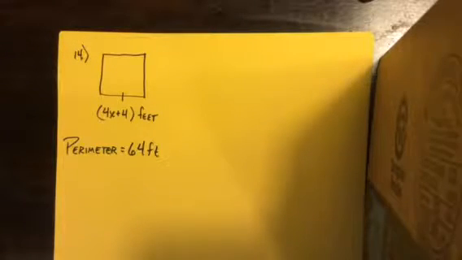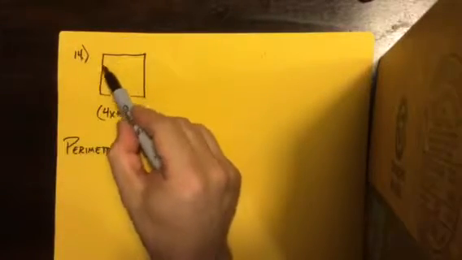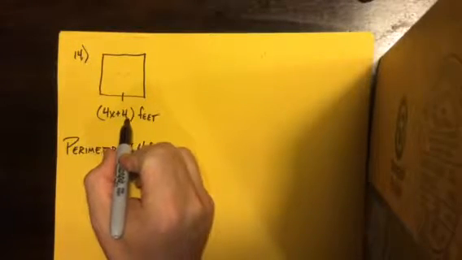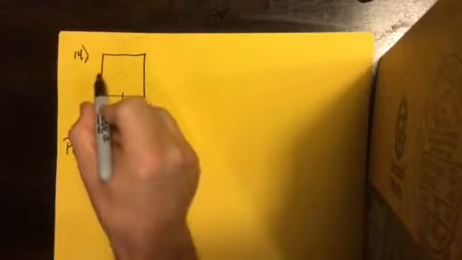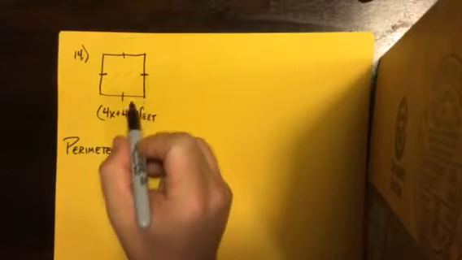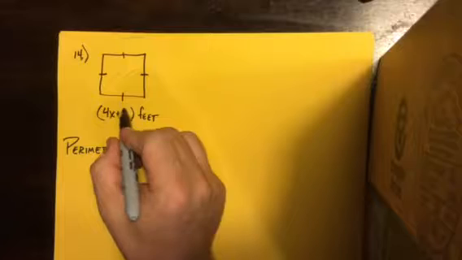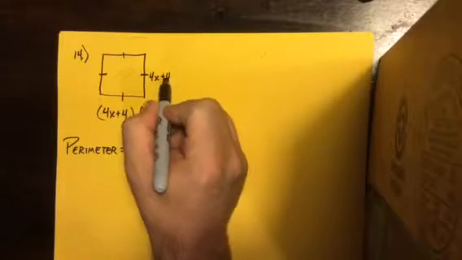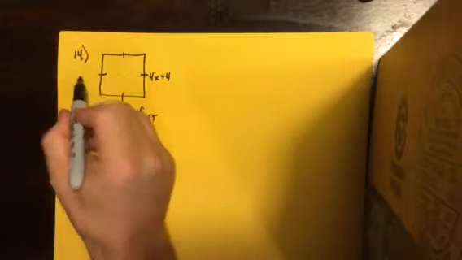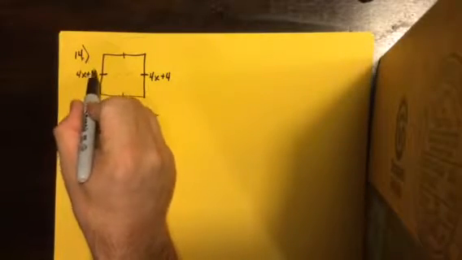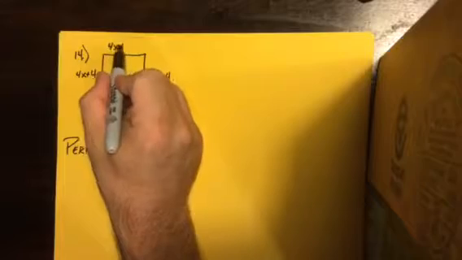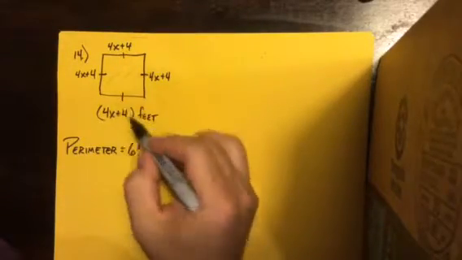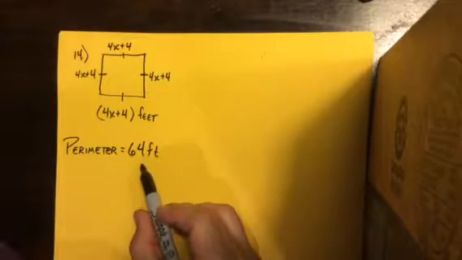Okay, so let's say that the dude is building this sort of square floor plan. First side is 4x plus 4. Well, since it's a square, all four of them are going to be exactly congruent. So if this is 4x plus 4, that means this is also 4x plus 4. This side is also 4x plus 4, and of course the fourth side is 4x plus 4. And the perimeter, which would be the distance all the way around this sucker, is 64 feet.